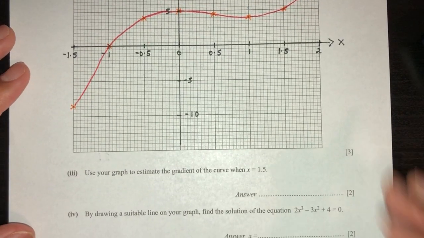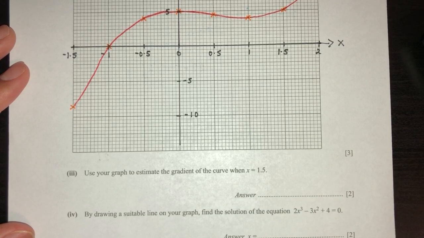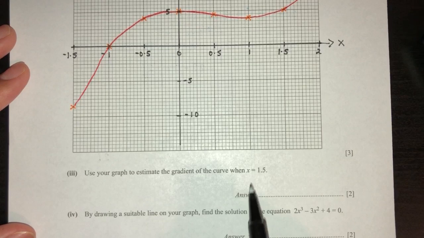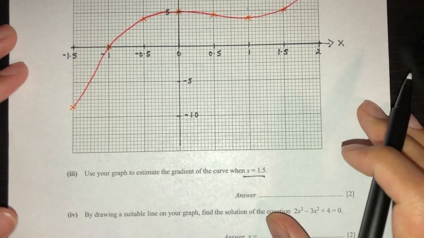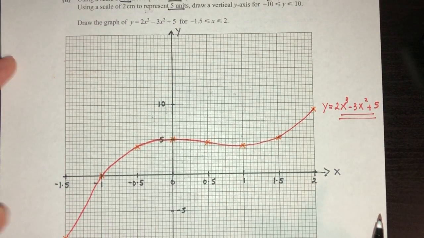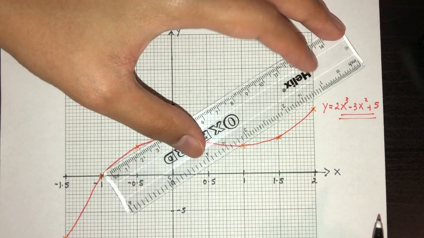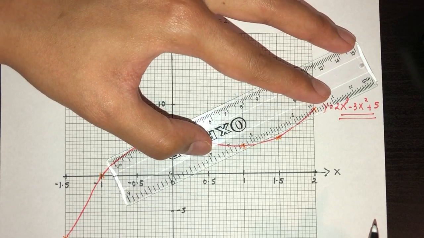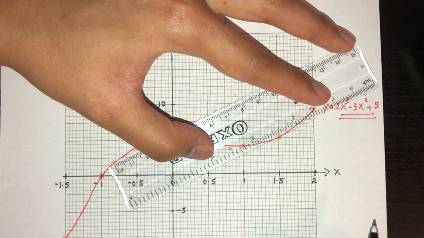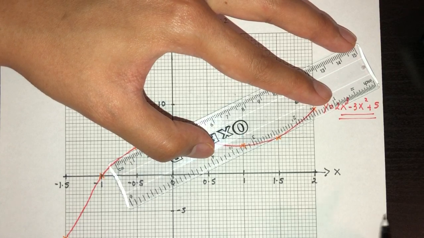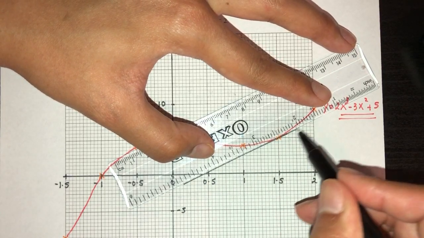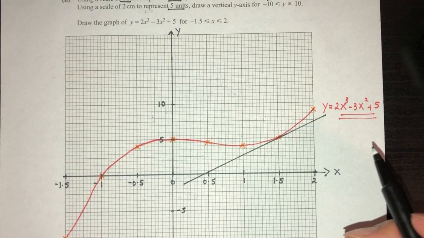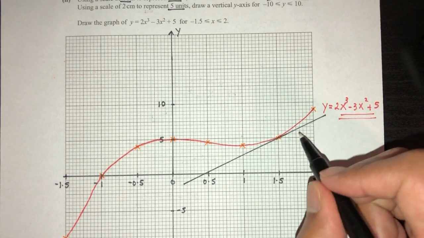Now let's move on to part 3. Use your graph to estimate the gradient of the curve when x equals 1.5. So where's the point 1.5? It will be right here. So to find the gradient, we have to draw a line which touches the curve at only this point. So let's see, it should be about in this direction, approximately, right?